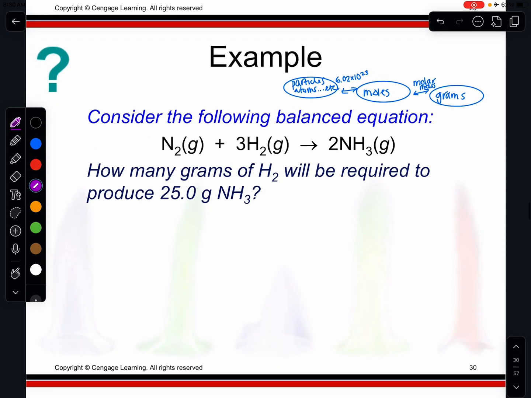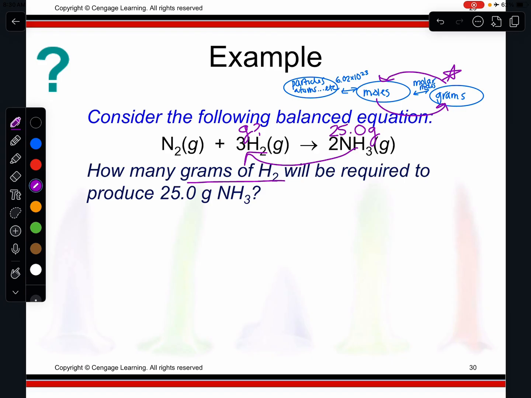All right, let's take it even one step further. So how many grams of our H2, so we're looking for grams of this, will be required to produce 25 grams of NH3? So 25 grams is what I'm starting with. So again, I'm currently in grams, but to get from NH3 to H2, I have to go to moles, and then I want to finish, so I have to go back to grams. So that's our plan of attack here.